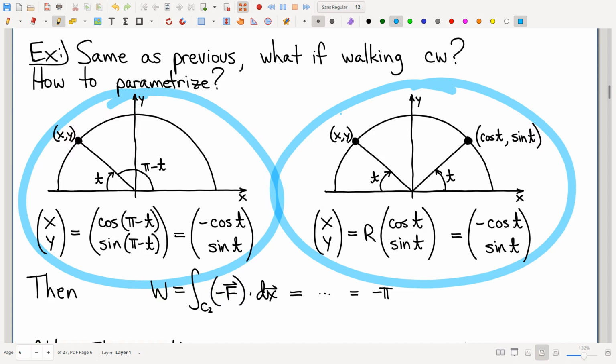So try to think about how you can generalize these little strategies that we've used here for future benefit.